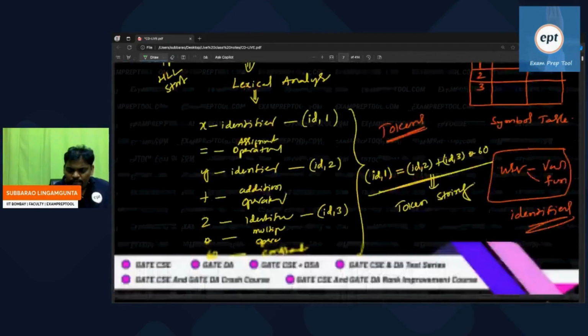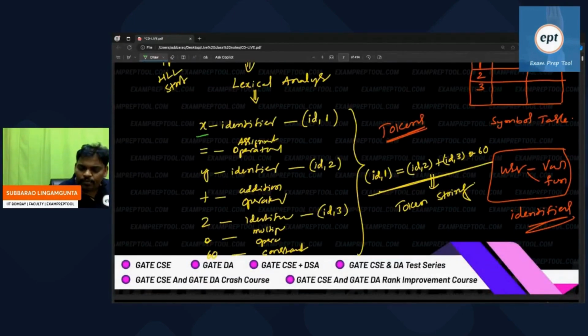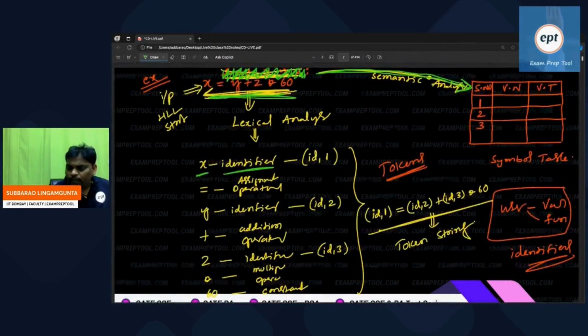Now see the first line. X came. The lexical analyzer is asking, hello X, can you introduce yourself? X said that I am an identifier. The lexical analyzer says, if you are an identifier, you should be there in the symbol table. Let me check. He verified and got to know he is not there. Oh, this X is not there. Oh, it is an undeclared variable.